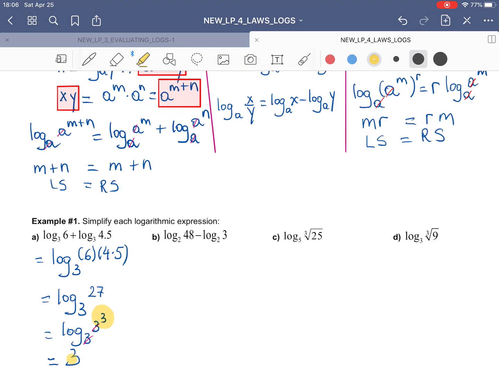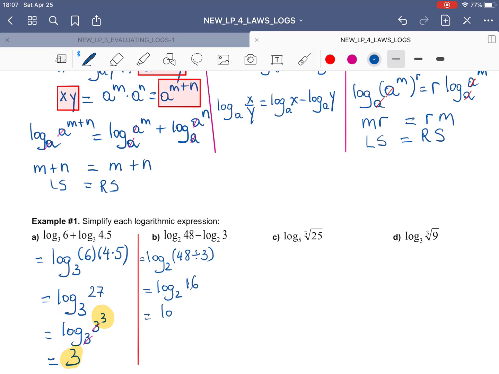Okay, and next question. It's an application of the quotient law. We have log with base 2 of 48 minus log with base 2 of 3. So that equals log with base 2 of 48 divided by 3. So that's log with base 2 of 16. Log with base 2 of 2 to the 4.